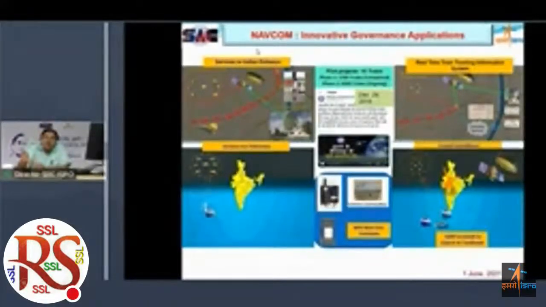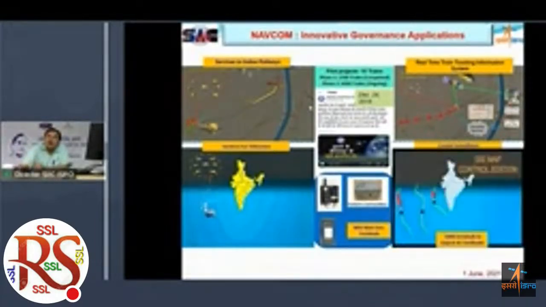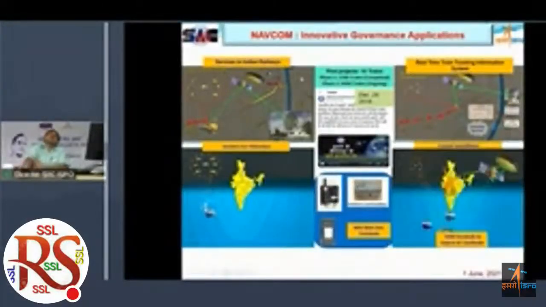But that is a thing of the past. Nowadays, in real time, that information goes to the Chanakyapuri Delhi station, and it will automatically get updated on the internet. So this is the advantage of using satellite communication and navigation technology.